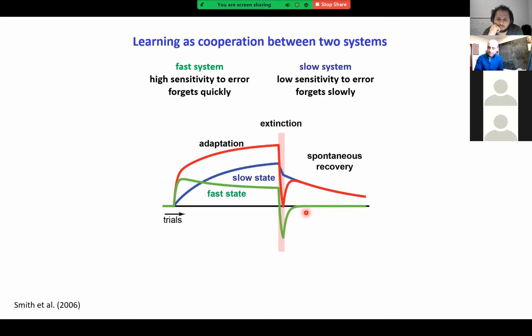So mathematically, we can write down incredibly simple equations that describe learning as a cooperation between two systems, fast and slow. The two are going to learn, and if you try to reverse the error, the two are also going to try to unlearn. But unlearning is going to cause more input on the fast system than the slow, and passage of time is going to make the system go back to the slow system, which was principally responsible for what you did during adaptation. That's the basic idea. Do you have any questions so far?